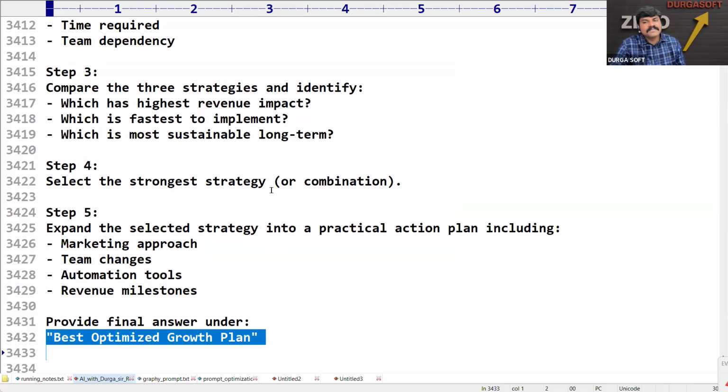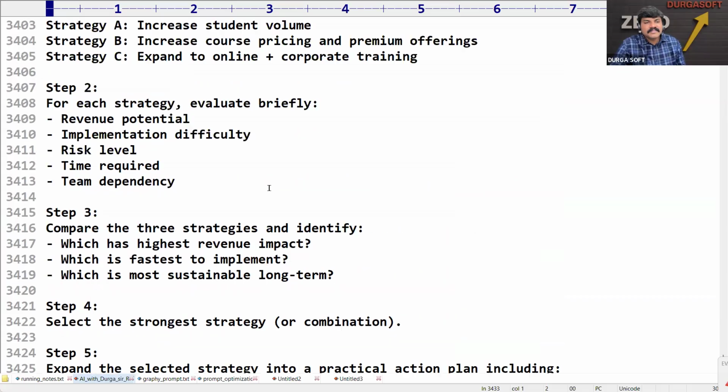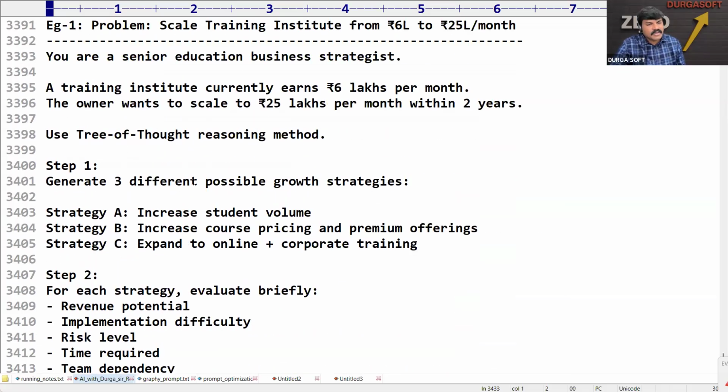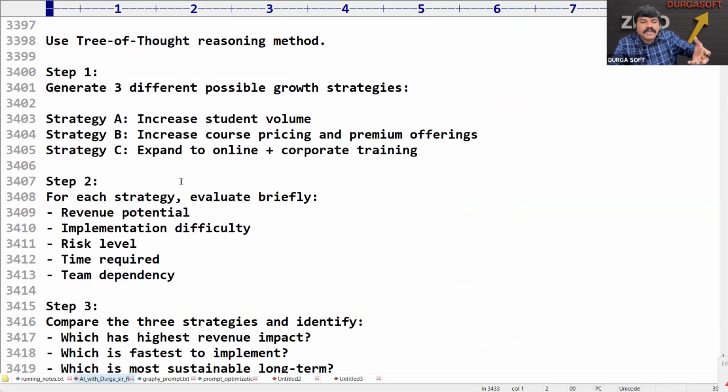Are you feeling comfortable? Yes, friends? Sir, for this single prompt, we can write all these steps, sir. Do we need to mention the steps while writing? Yeah, of course, that's what I'm doing.